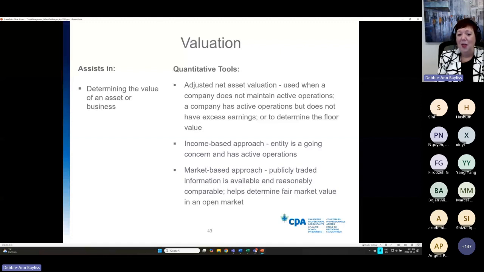Income based. That's when the company's a going concern. Market based. That's when there's publicly traded information, so you've got some reasonable comparables.